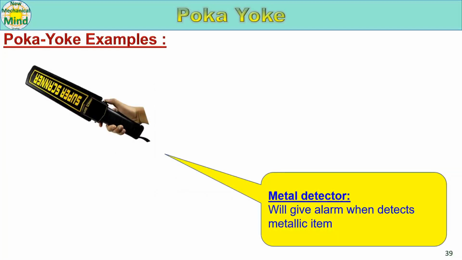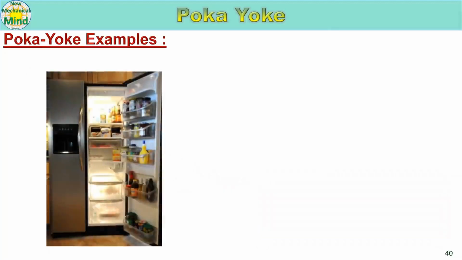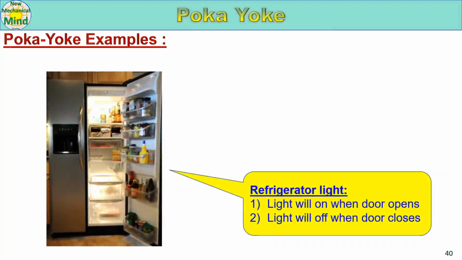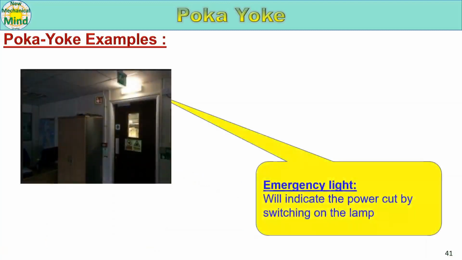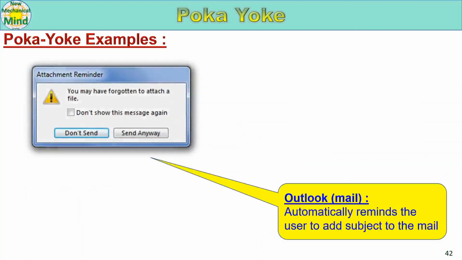Metal detector will give an alarm when it detects a metallic item. Refrigerator light. The light will turn on when the door opens, and turn off when the door closes. Emergency light will indicate a power cut by switching on the lamp. Outlook mail automatically reminds the user to add a subject to the mail. If the user forgot to mention the subject in the mail, it will give a reminder.